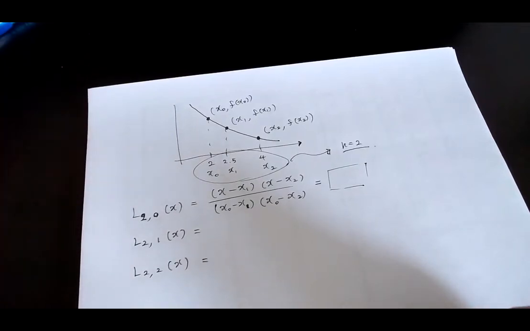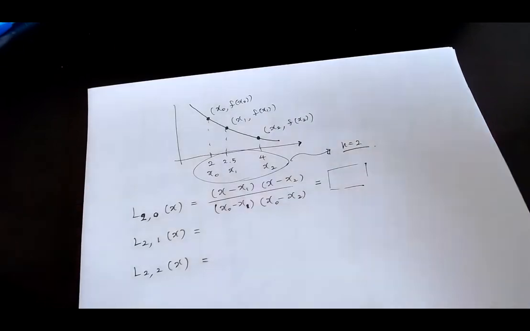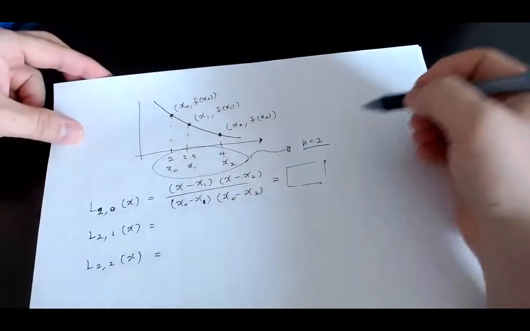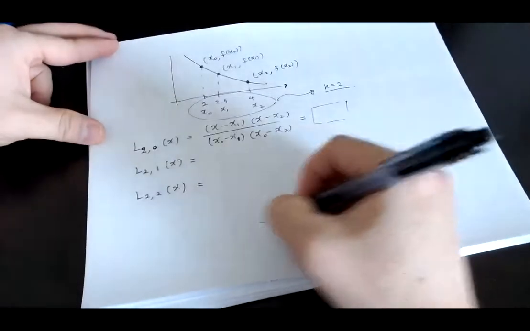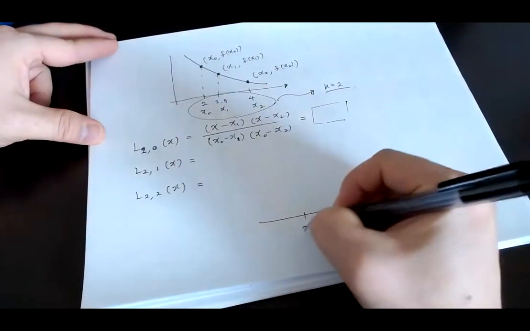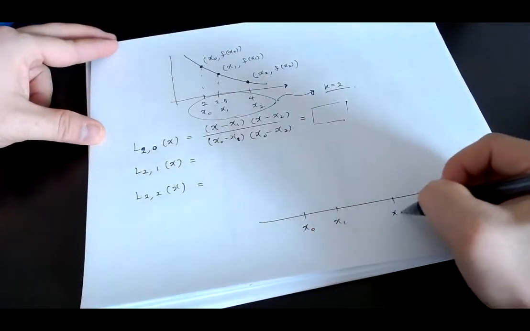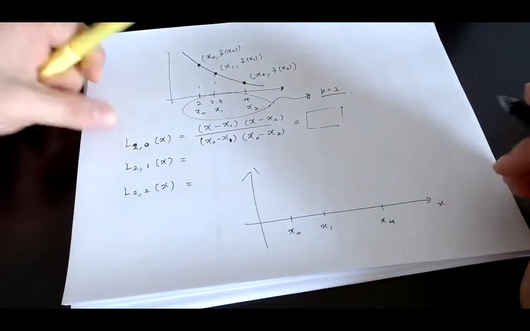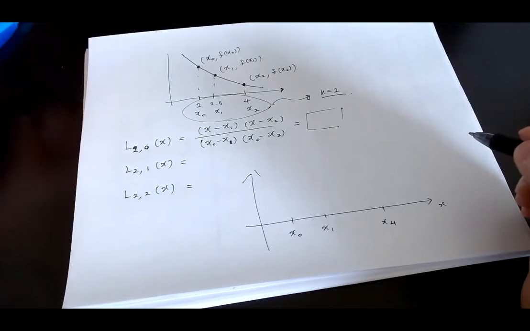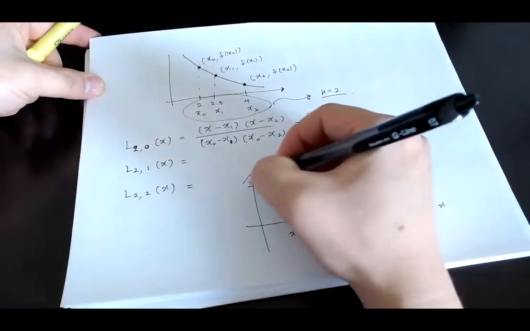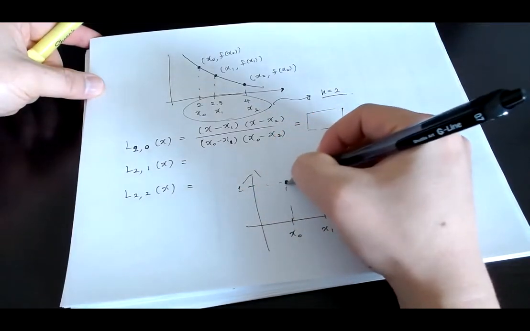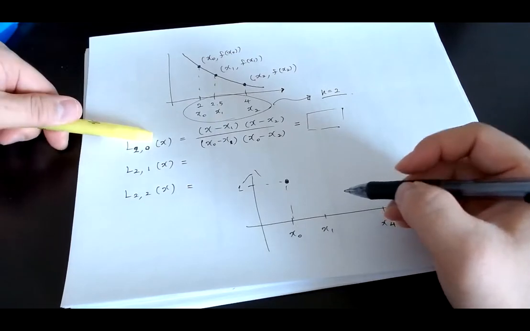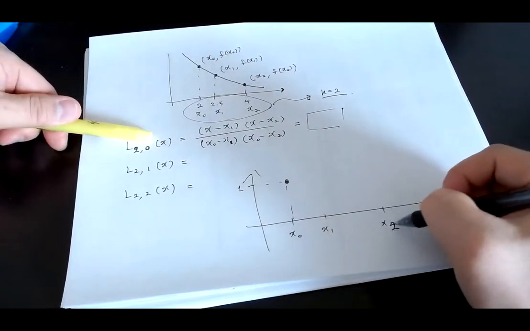Okay, so I just want to figure out the graph of these three functions. So now the L2, see, a second right here. So this x-axis, it's x naught, x1, and here's x2, right? So now the first one, the L2,0 of x must be 1 at x naught. Here's 1, okay? And then L2,0 of x must be 0 at x1 and x2, okay?